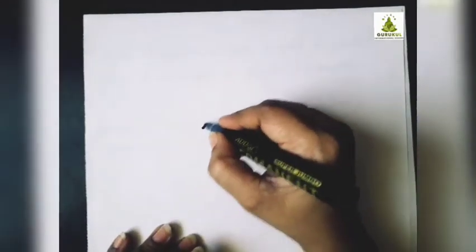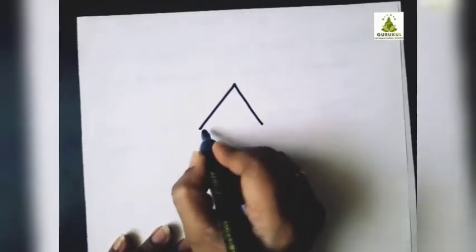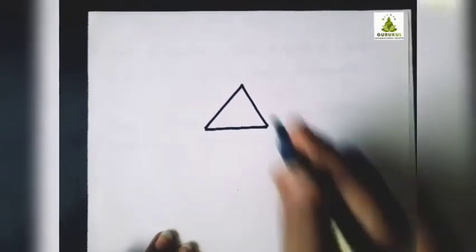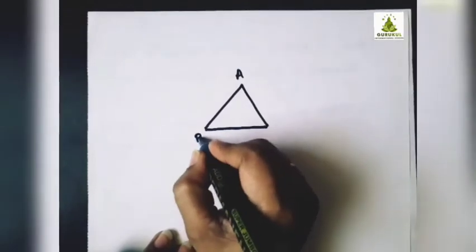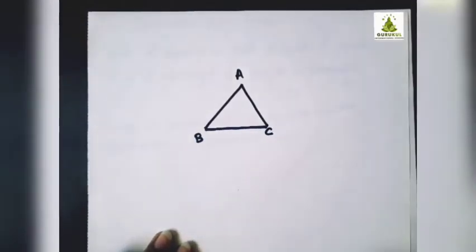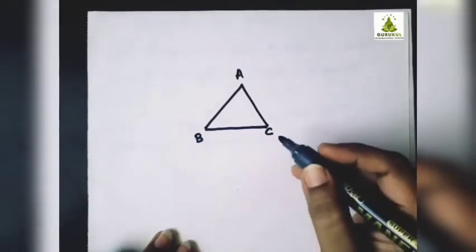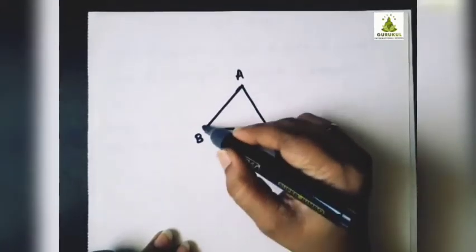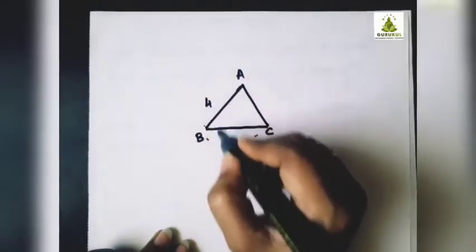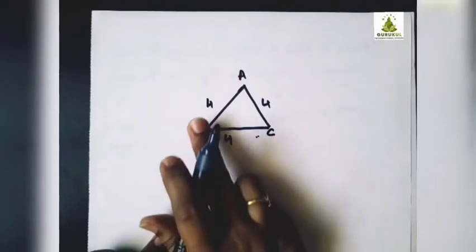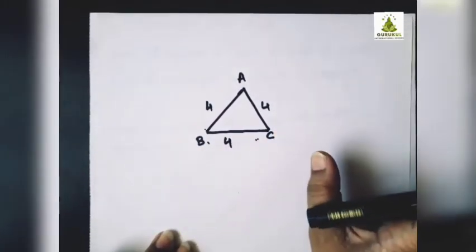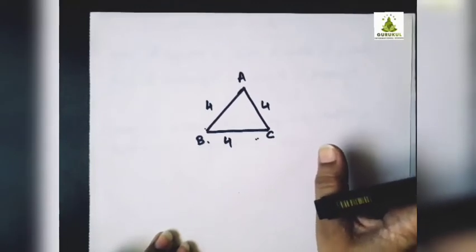Suppose I have drawn one triangle on the paper, correct? Then we label it as A, B and C. If I want to find out the perimeter, what is the perimeter? Perimeter is the sum of the lengths, means AB plus BC plus AC. That sum of the lengths we have to calculate. Suppose the length is 4, then 4 plus 4 plus 4 will be a total of 12 centimeters or 12 units, which is the perimeter.